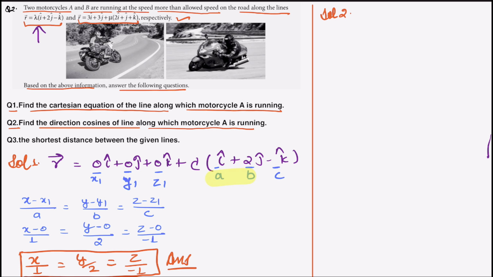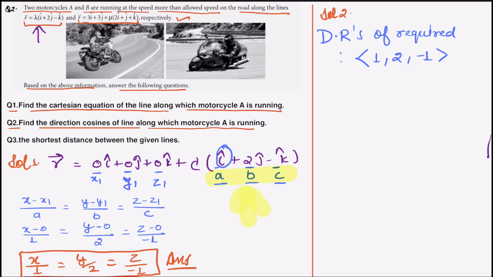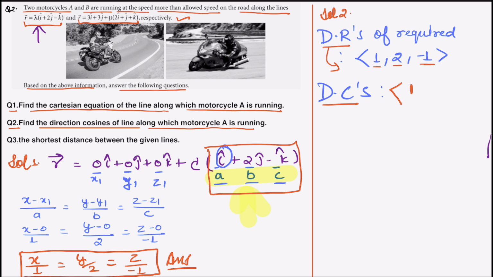Now question number 2 is asking to find the direction cosines of the line along which motorcycle A is running. We know that these a, b, c that we have used in answering question number 1 are basically the direction ratios of this line. Now we can write that the DRs of the required line are 1, a is 1, that is the coefficient of this i cap, b that is 2, and c that is minus 1. Now what we have to find is the DCs, direction cosines. To find the DCs, we divide these DRs by the magnitude of this vector whose DRs are these. So we just divide the DRs by the magnitude of this vector.